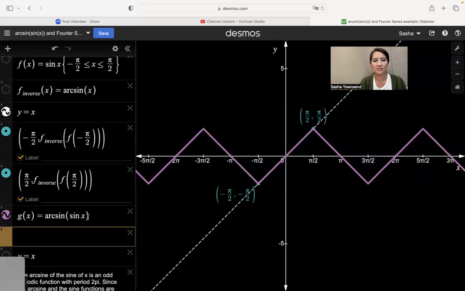So this is going to work all the time. Doesn't matter what x is. Any real value of x will be fine. We'll always get a y value out. So the domain of this function, arcsine of sine of x, is all real numbers.